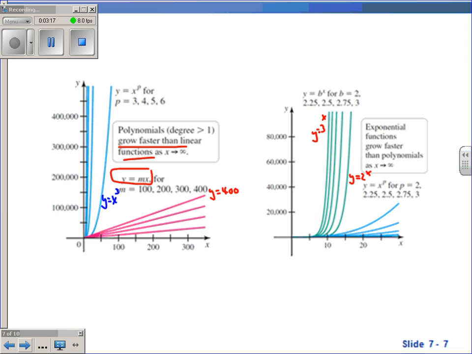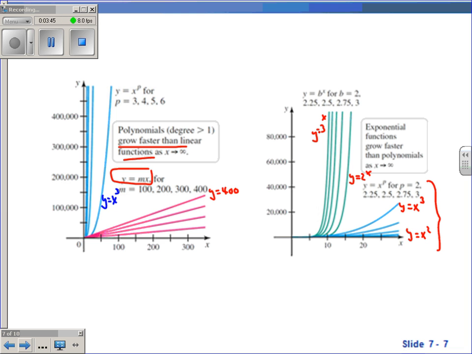These are so much faster growing than just x to a number. So this would be x squared, and that doesn't look much like a parabola, but that's just because of the scale that we're using. This bottom one would be y equals x squared, and this one up here would be y equals x cubed. So when the variable is the base with the number for the exponent, those functions, your polynomials, grow much slower than your exponential functions do.